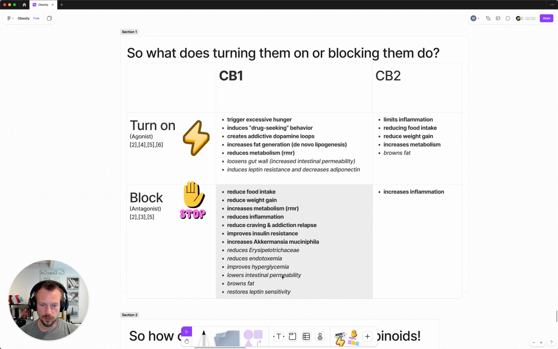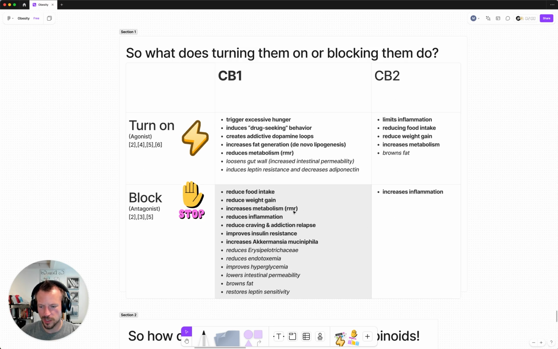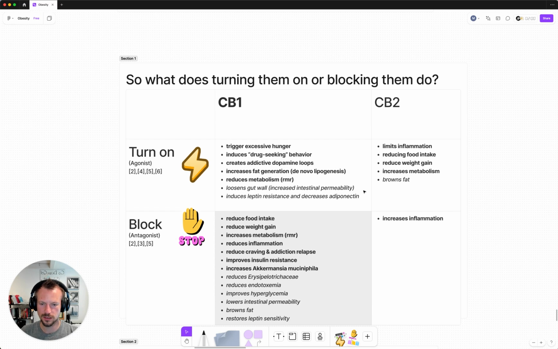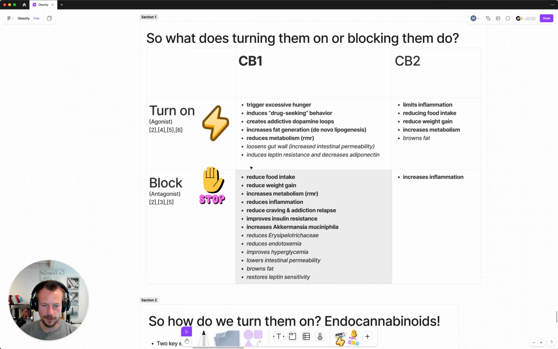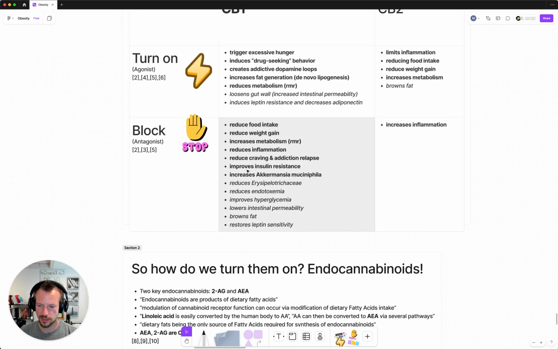It lowers intestinal permeability, so it makes those gut junctions a lot tighter, and what that does is it reduces endotoxemia, which is a bad bacteria population that we don't want. Improves hyperglycemia, that's diabetes basically. It will brown your fat as well, and it will restore leptin sensitivity. You can block CB2, pretty hard to do, not very well documented, but that will increase inflammation. Okay, so now we know what the endocannabinoid system does with these two receptors. So how do we turn them on, and what does that mean?